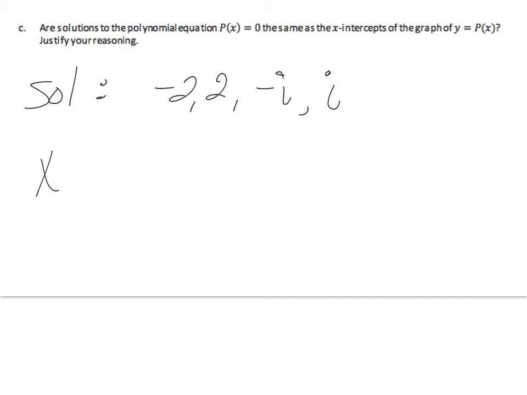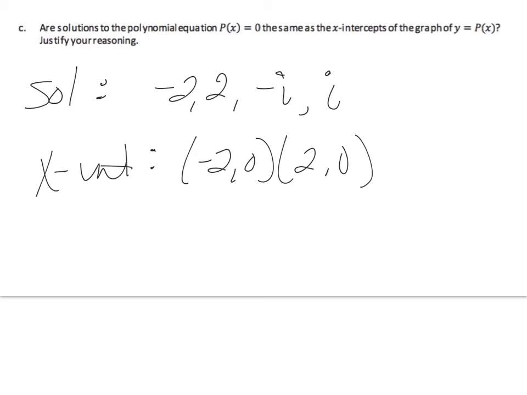The x-intercepts were negative 2, 0, and 2, 0. So they're not the same. Only the real solutions to the equation are the x-intercepts. By comparing the graph of the polynomial to the equation's solutions, you can see that only the real number solutions to the equation correspond to the x-intercepts. Okay, and there's only 2 of them.